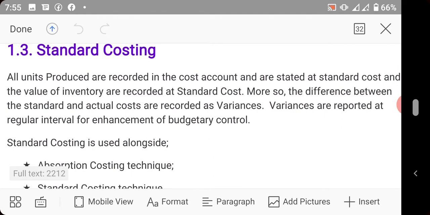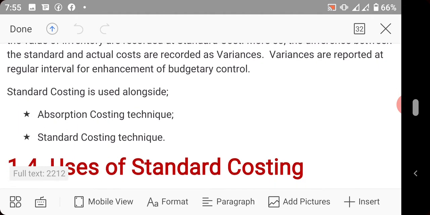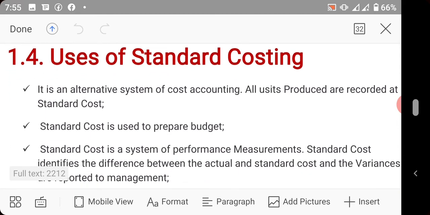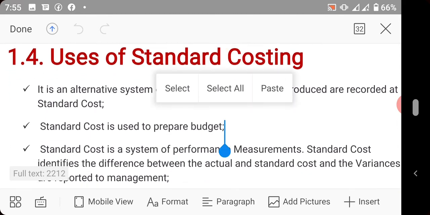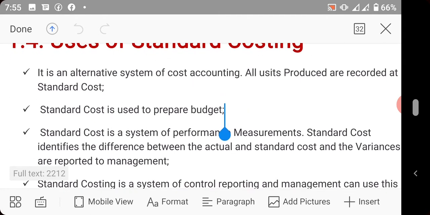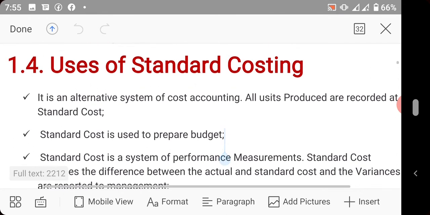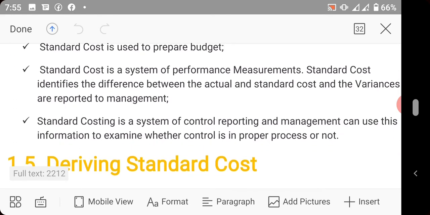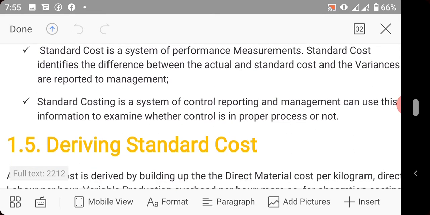Budgeting cannot be prepared unless standard cost is first ascertained, and standard cost is usually prepared through the experiences of the management. Then what are the uses of standard costing? Standard cost is used to prepare budgets, as I said. It is a system of performance measurement. It is an alternative system of cost accounting. Standard cost is a system of control and reporting, and management can use this information to examine whether control is in proper process or not.